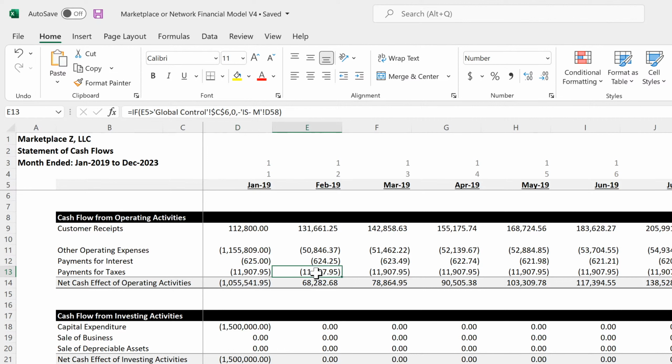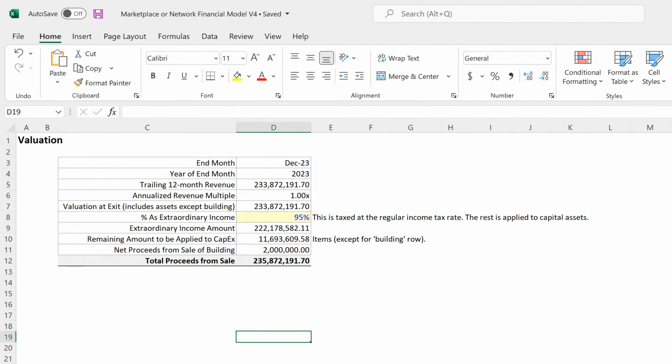All right, so this all looks fine. Let's go to CapEx. That's fine. Sale of business. Okay, so here we probably have some updates. Trailing 12-month revenue is going to be income statement 9. Okay, that's fine.